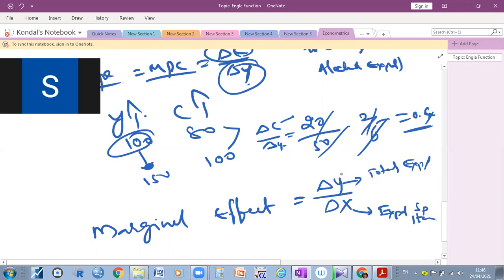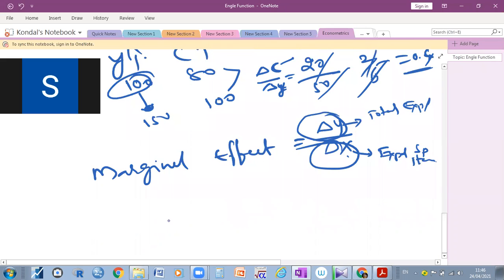Remember, this is the dependent variable, this is the independent variable. Changes in the dependent variable by changes in the independent variable. Here consumption is the dependent variable, here income is the independent variable. So therefore, C and Y. Don't confuse: marginal effect is nothing but delta Y by delta X. This is the brief introduction of the Engel function. Who gave this Engel function? I think you might have known it when you studied the Engel function in macroeconomics. The law was named after the statistician Ernst Engel.